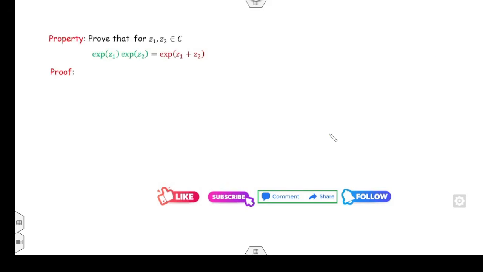Now based on this, we can define the first property. We all know that for exponentials, whenever x1 and x2 are real, e of x1 into e of x2 is e of x1 plus x2. So can we say the same property holds for complex numbers also? The answer is yes. How can you prove that?